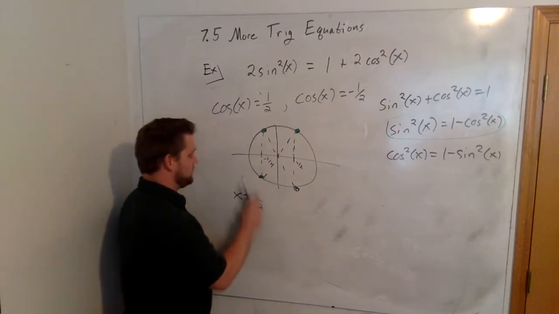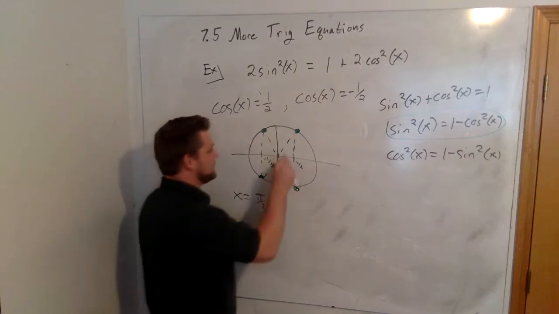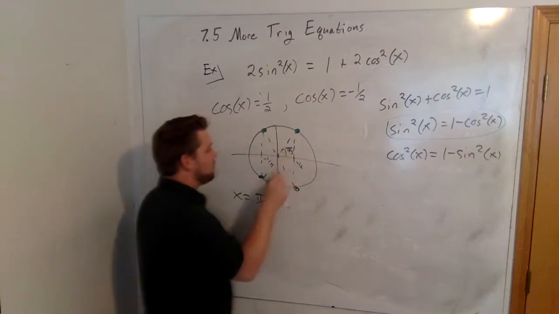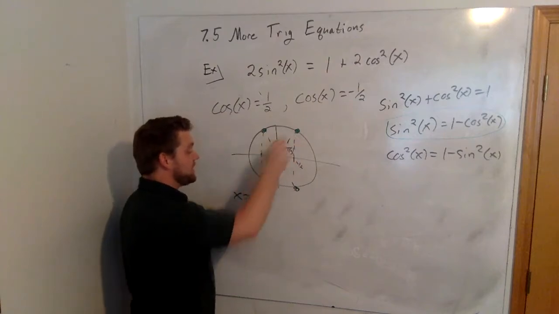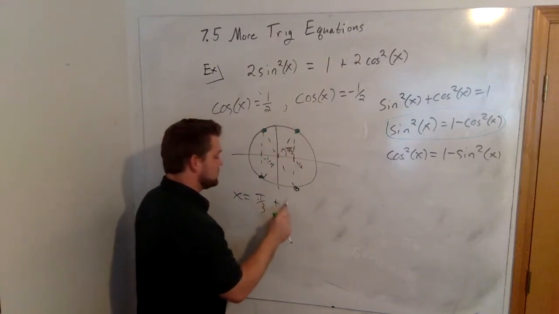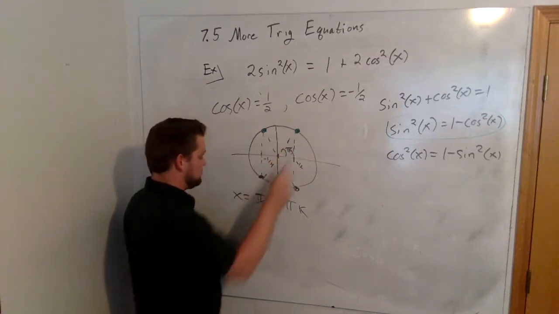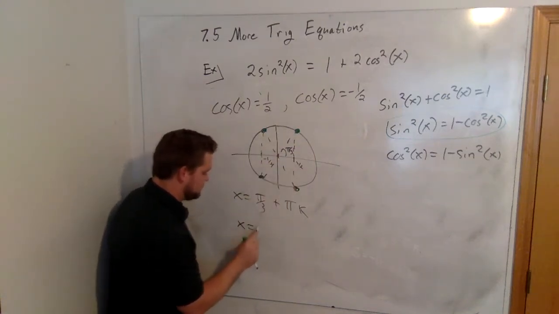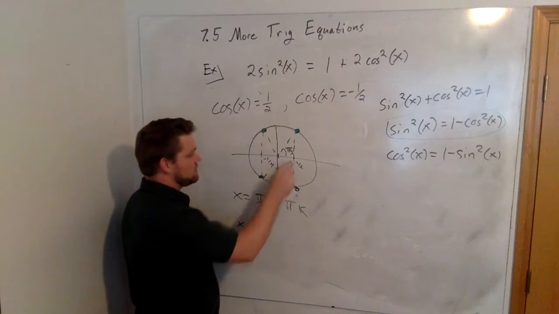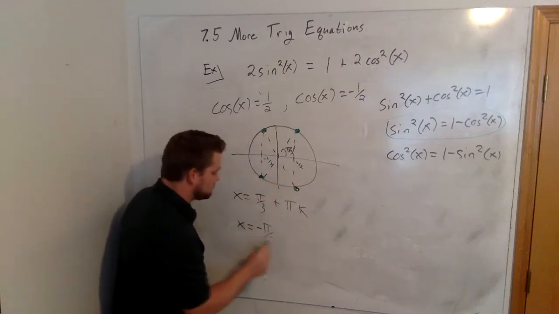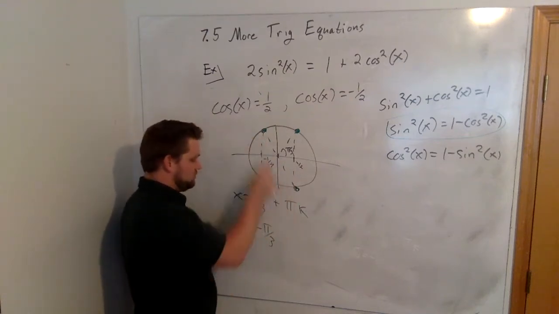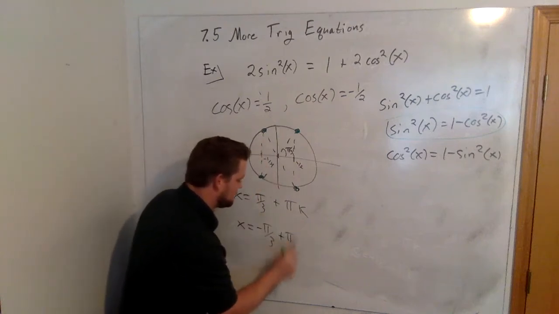I'm sorry, pi over 3. This angle here is pi over 3. So pi over 3, but if I want to get to this spot, I could add pi, or any multiple of pi. So here I'm jumping between these two spots. But we could also have x could be equal to, well, this angle right here, that's what, negative pi over 3. And I want to jump between these two spots, so plus pi k.